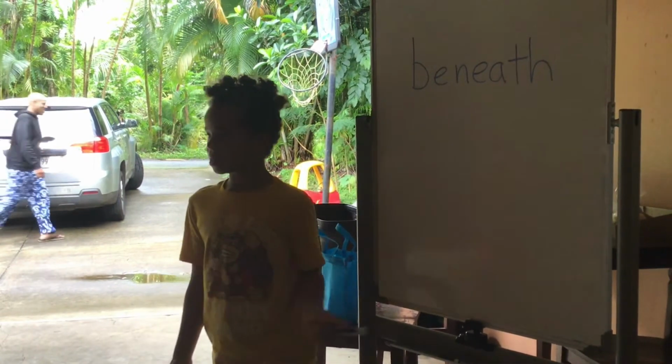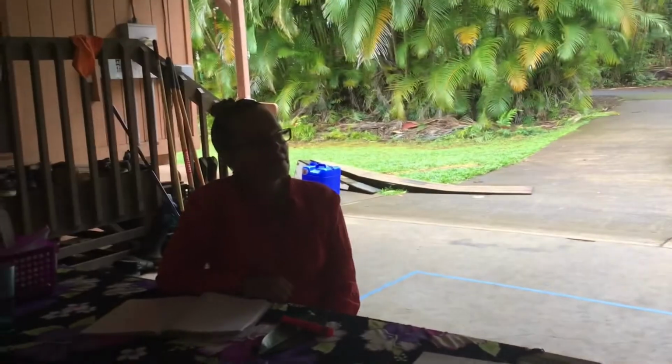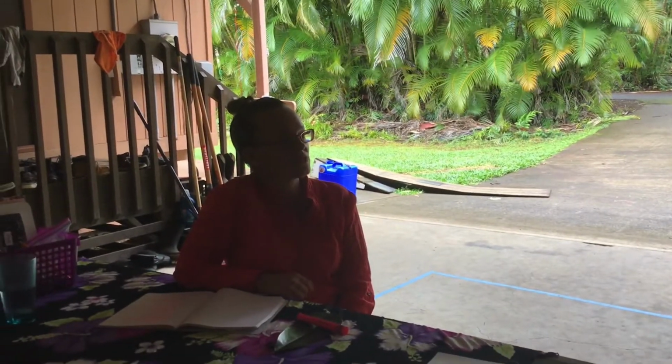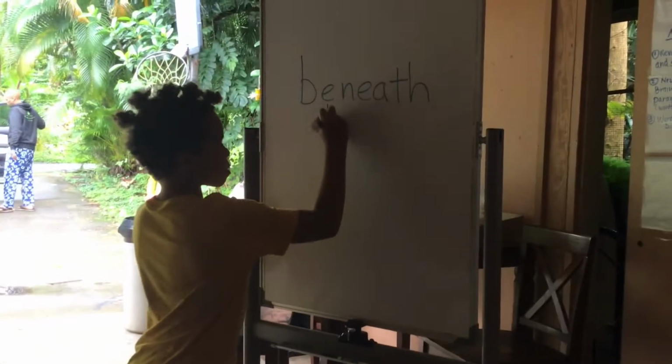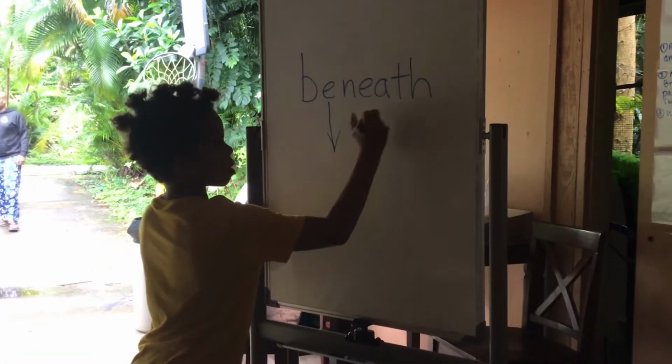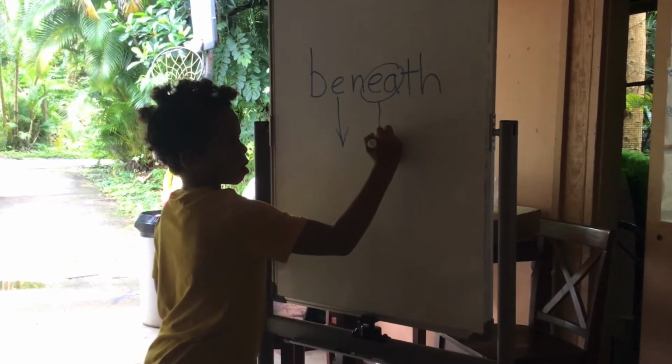What's the first thing to do? Okay, the first thing I'm going to do is identify the vowels. The first vowel is an E, so I'm going to draw a line down from the E, and I'm going to put a V for vowel. Then I'm going to circle my vowel team, E, A. I'm going to draw a line down and do my vowel.